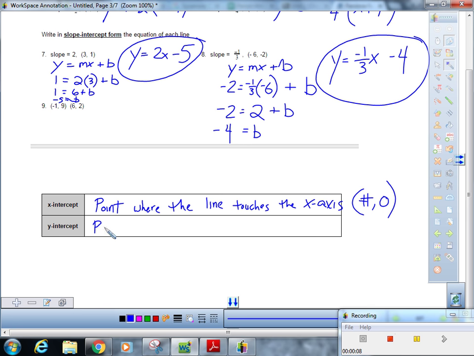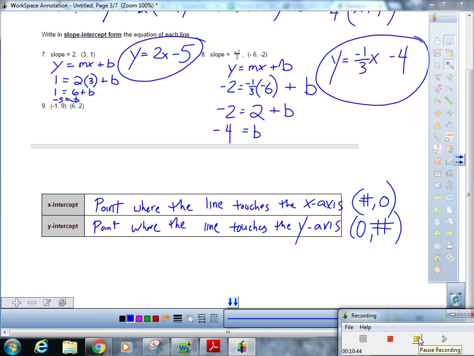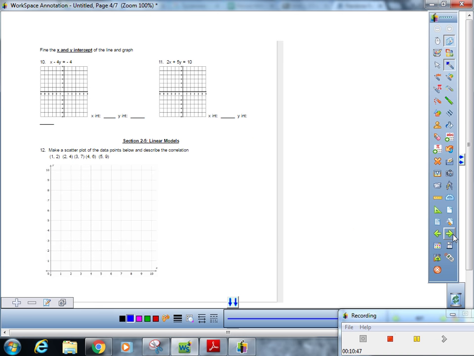The y-intercept is the point where the line touches the y-axis. And that is always 0, comma, a number. Okay, so I had to reduce the font a little bit so I could see all this, so sorry if this is hard to see on the video, but hopefully you got your worksheet.